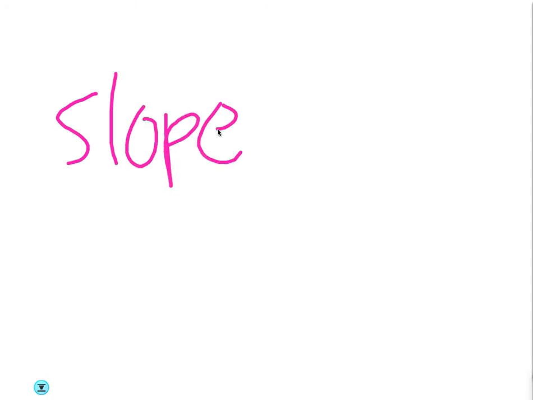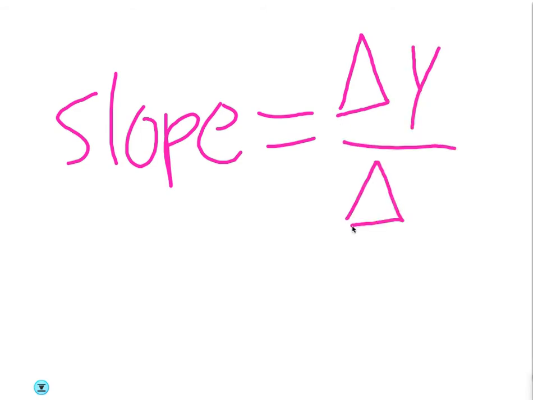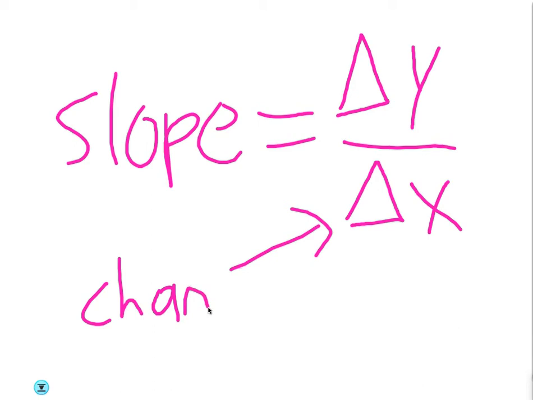Okay, the actual definition, which is not so much important right now as it is you knowing how to find the slope, but the actual definition is, and I'm going to explain these triangles. Don't worry, I know it looks a little weird, but the triangle means change in. Okay, why do we use that? Because it's a Greek symbol, delta, and for some reason we just write it to mean change in.